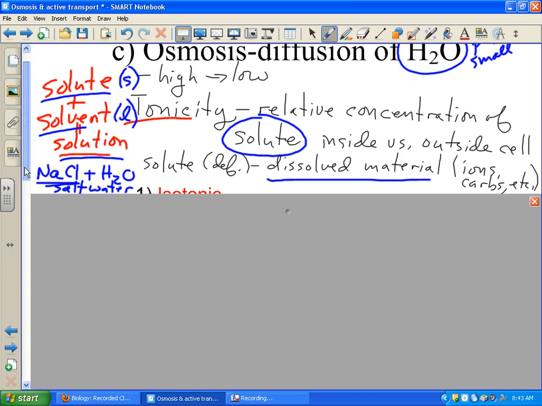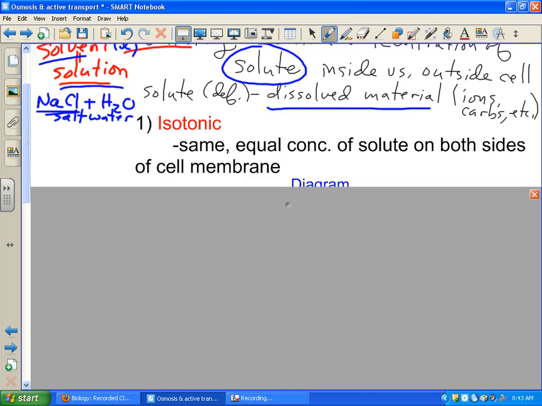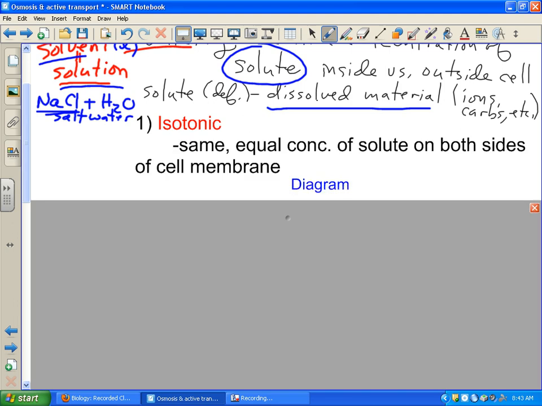Okay, let's look at, there's three situations. The first is called isotonic. And isotonic, the prefix iso means same. So in this case, we have an equal concentration of solute inside and outside of the cell. So it's equal solute on both sides.